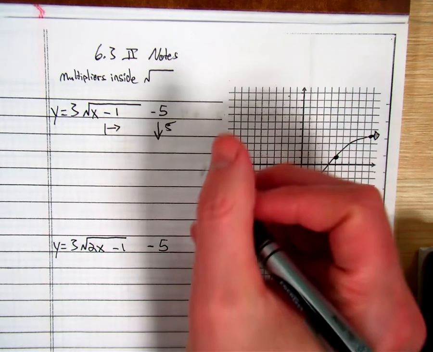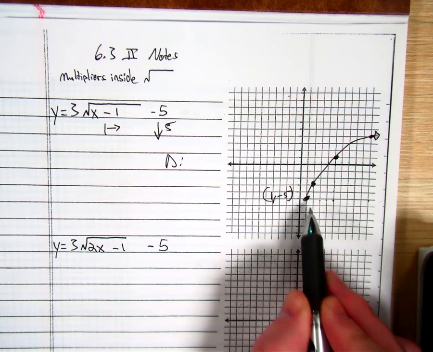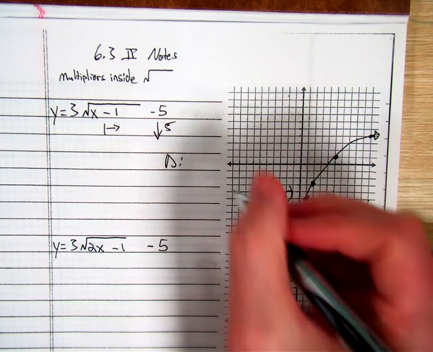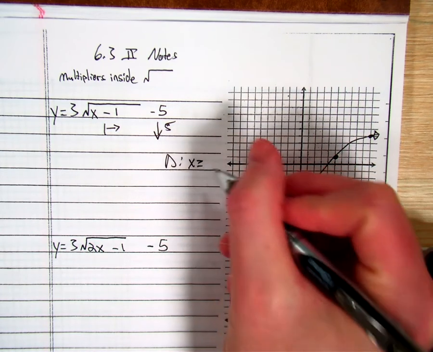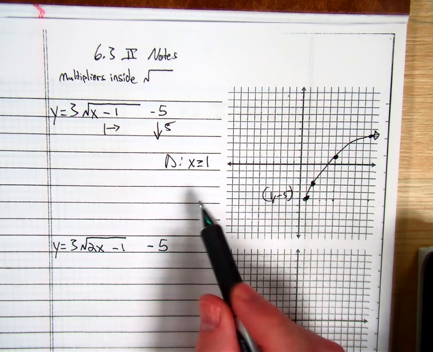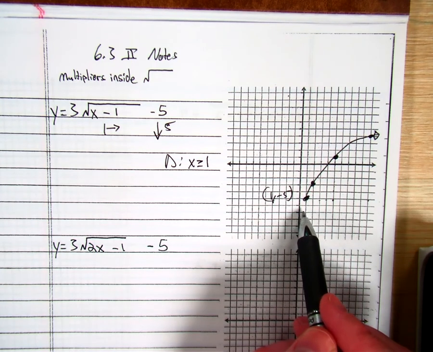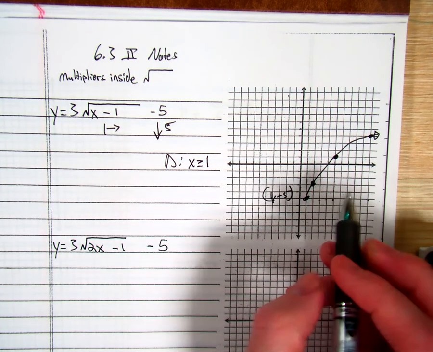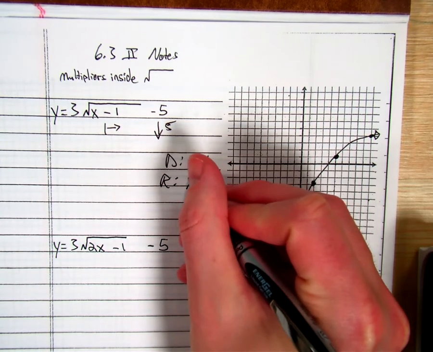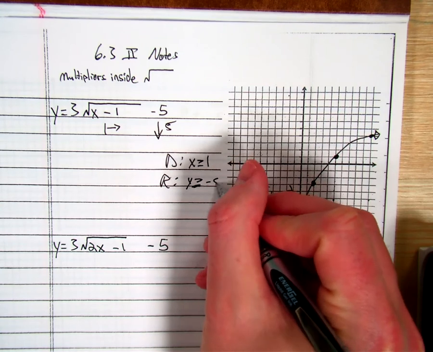Okay, and then our domain and range, very closely related to our start point. We're going up and to the right. So we're going right, so my x's are all going to be greater than or equal to 1. These are all going to be greater than or equal to, because the dot is solid, it is included. And we're going up, so my y values are increasing. My range, the y's, are greater than or equal to -5.